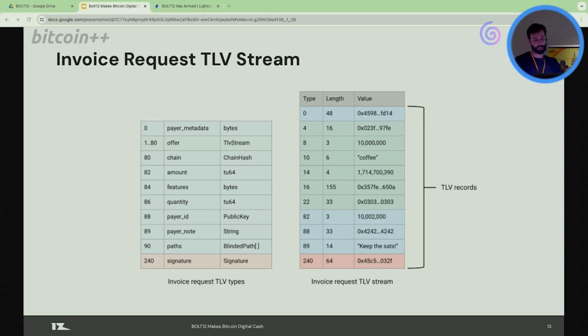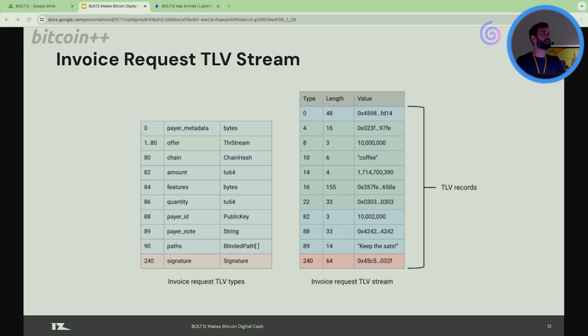Similarly, there are the feature bits for extensions. Quantity is where Alice may say, hey, this is the number of items I want to purchase. For many invoices, that might be just blank and there's only one item. Then we have payer ID, which is kind of equivalent to the node ID or the signing key in the offer. As you see at the very bottom, there's actually a signature here. This is where Alice will sign the invoice request, and she signs it using that payer ID, which can also be transient.